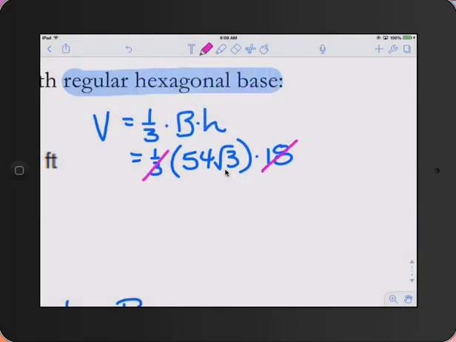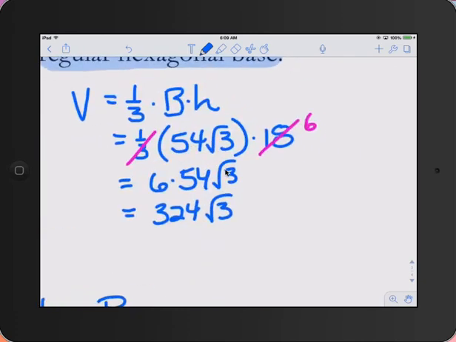So 1/3 of 18 is 6. And then if we multiply that, 6 times 54 root 3 is 324 square root of 3. And the label would be in feet cubed. That's a volume.